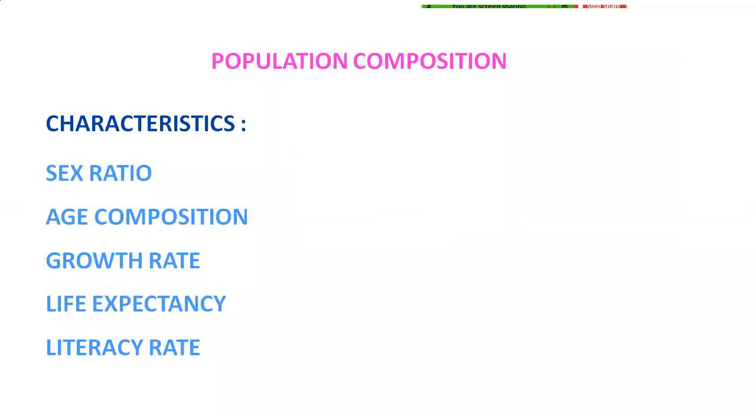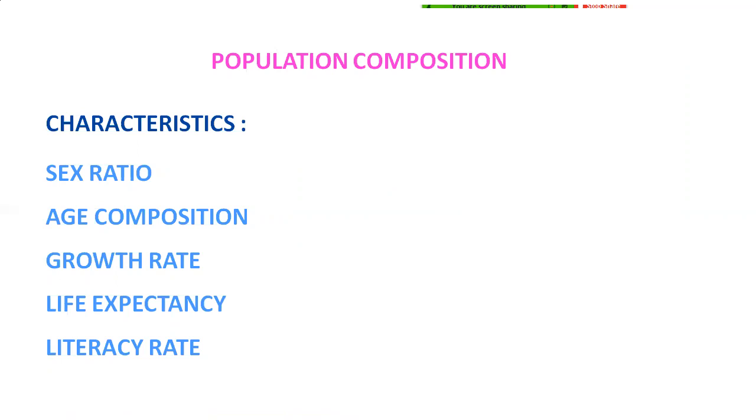We move on to those characteristics which go on to make the population composition. Now, the population composition depends on these characteristics. That is sex ratio or the male-female composition, age of the population or the age composition, growth rate, life expectancy, and the rate of literacy of a particular region or country. These characteristics are very important in revealing the quality or the kind of population a country would have.